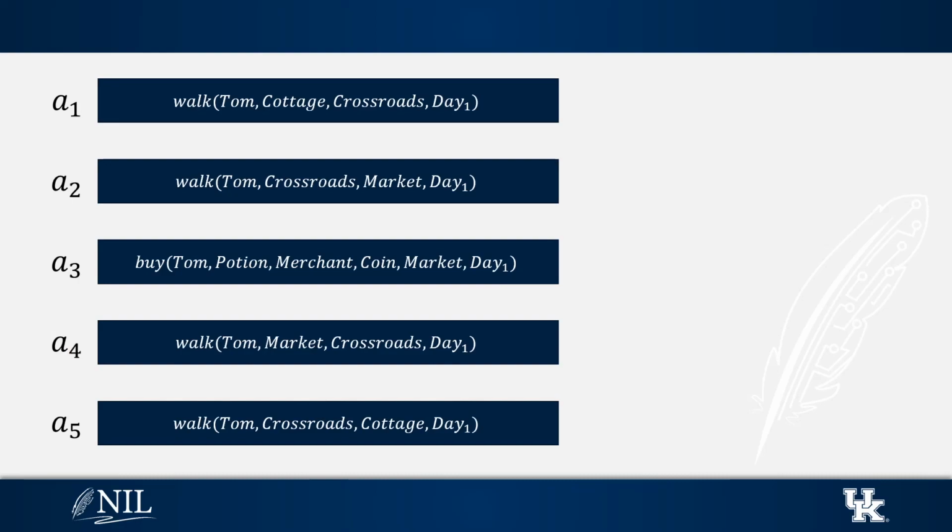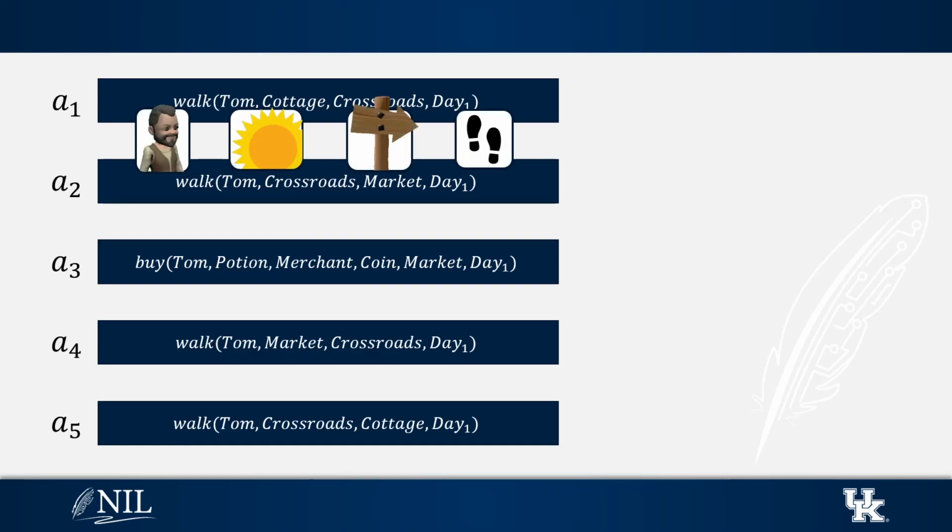So let's look at an example where Tom walks to the crossroads and then to the market and then buys the potion and then walks back to the crossroads and back home. The first pair of actions share all 4 indices. They both involve Tom, they both happen on day 1, they both involve the crossroads, and the first action has an effect that satisfies a precondition of the second action, since Tom needs to be at the crossroads in order to walk to the market. The salience distance between these 2 actions is the smallest that it can possibly be, which is epsilon. We found that an epsilon value of 0.4 works well in our domains.